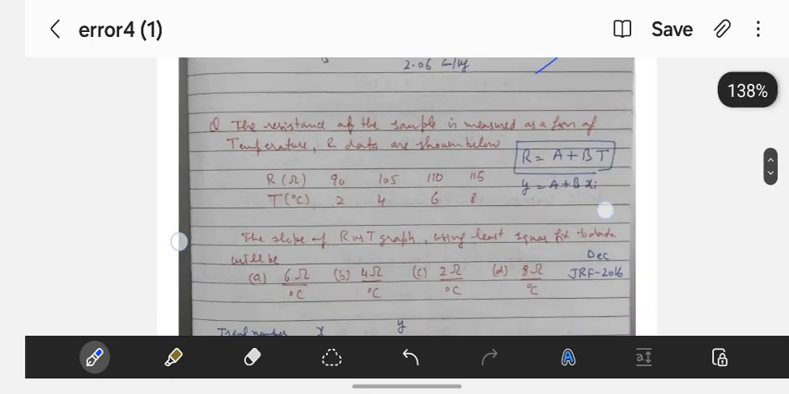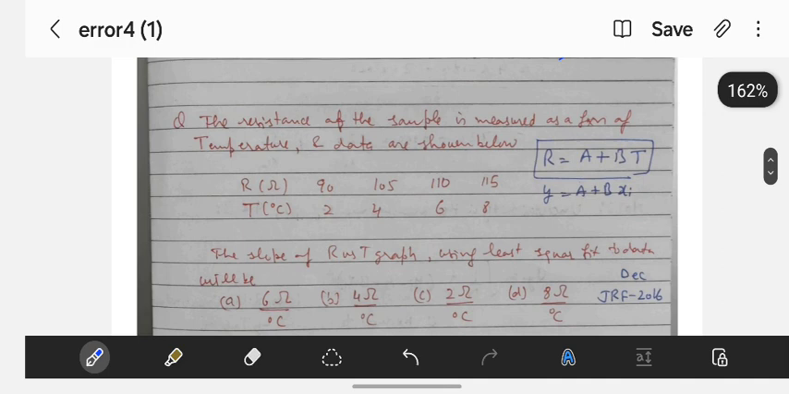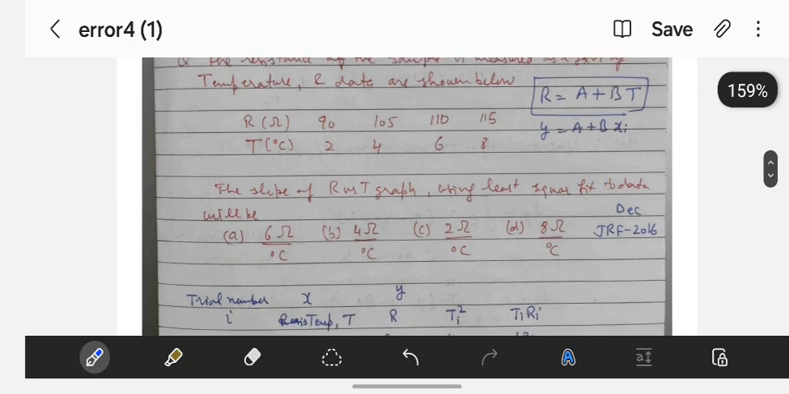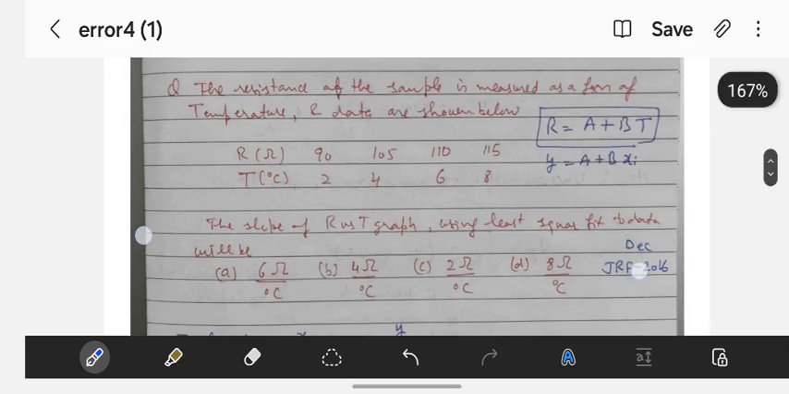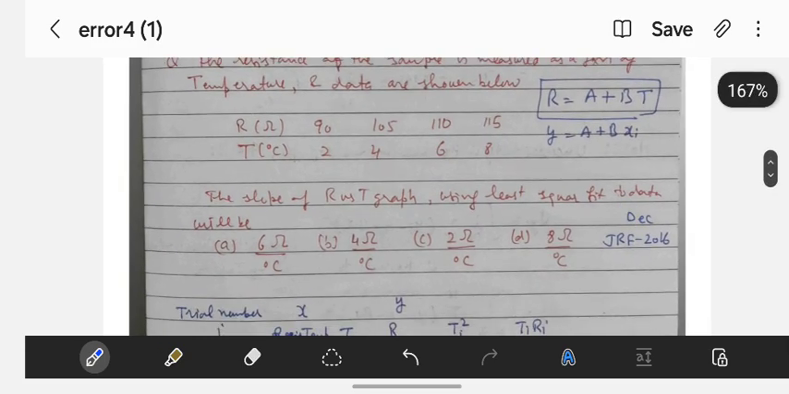Now we have one more example. Let's see. The resistance of a sample is measured as a function of temperature. Now here resistance is varying with temperature, and we know that it is also a linear curve. The variation of resistance with temperature and data are shown below. So we take these data as temperature 2, R equal to 90; 4, 105; 6, 110; 8, 115. So we know that these should be in a straight line, but they are not in a straight line. We are getting some points in the range of a straight line.